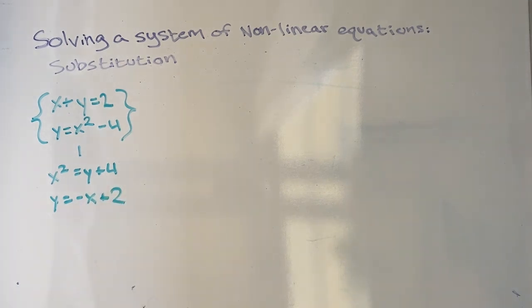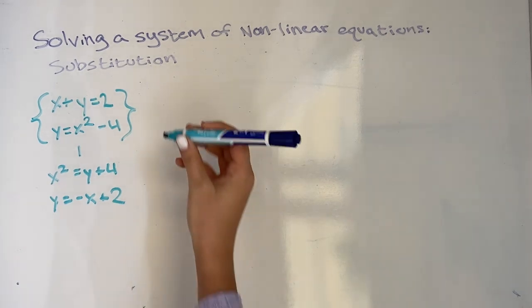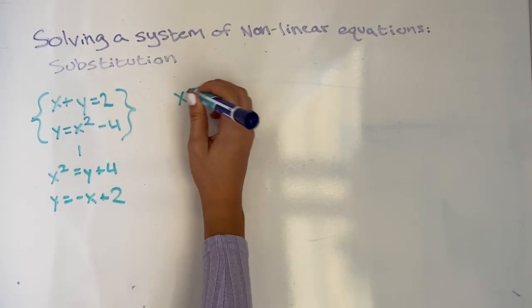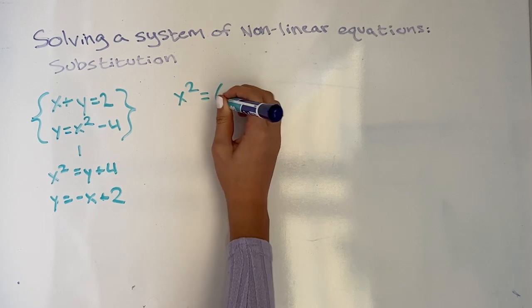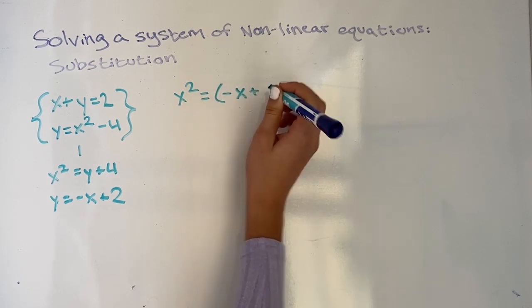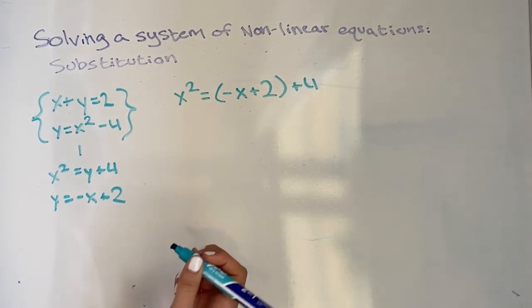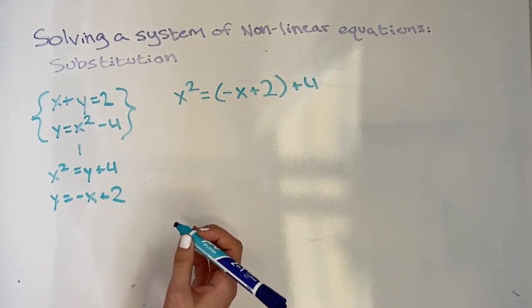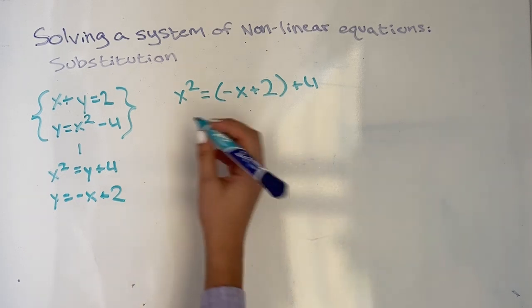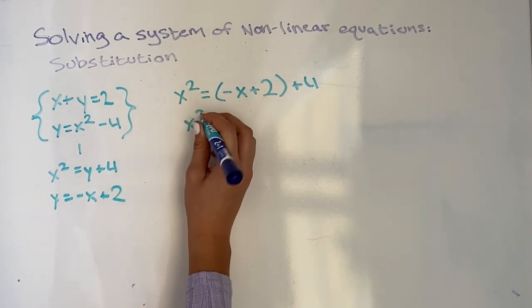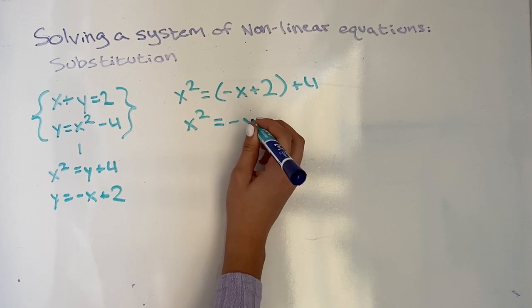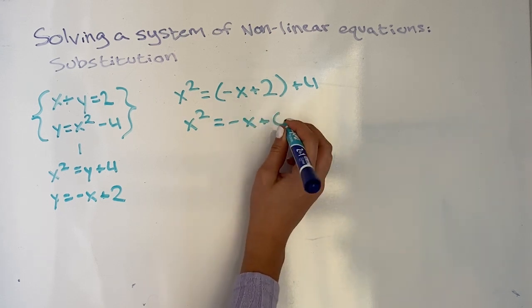Now that we have our equations with isolated variables, we're going to take our y equals negative x plus 2 and we're going to plug it into our other equation. That will give us x squared equals negative x plus 2 plus 4. Now we'll combine our variables and we will be left with x squared equals negative x plus 6.